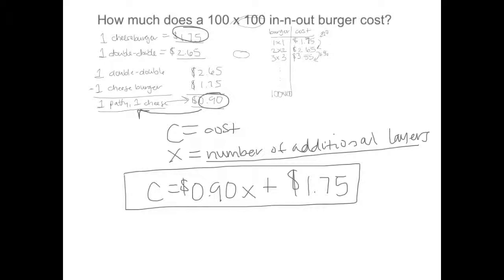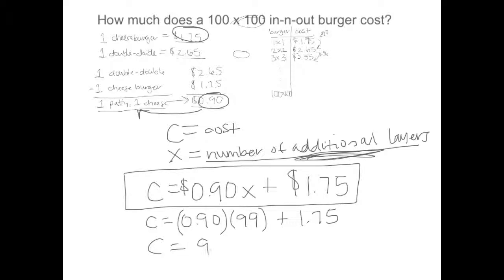So all I had to do was plug in the number for X to get the cost for C. So I had C equals 90 times, now X isn't going to be 100 because we only need the additional number of layers. So it's going to actually be 99 plus $1.75. And that gave me the cost to be $90.85. Okay, so that gave me my cost.